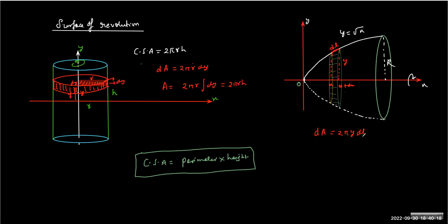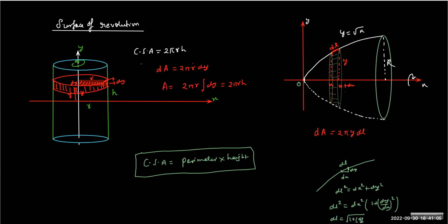So now dA is 2 pi y dl, but dl is something which we discussed in the last class. For any shape, how do we find dl? We apply Pythagoras. So if I take the base as dx and height as dy, using the Pythagoras theorem we can write dl square equals dx square plus dy square, and we can take dx square common. What will we get? 1 plus dy by dx whole square.